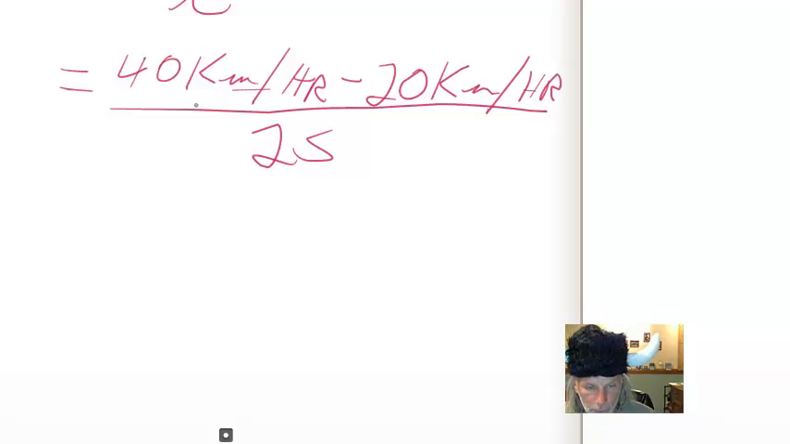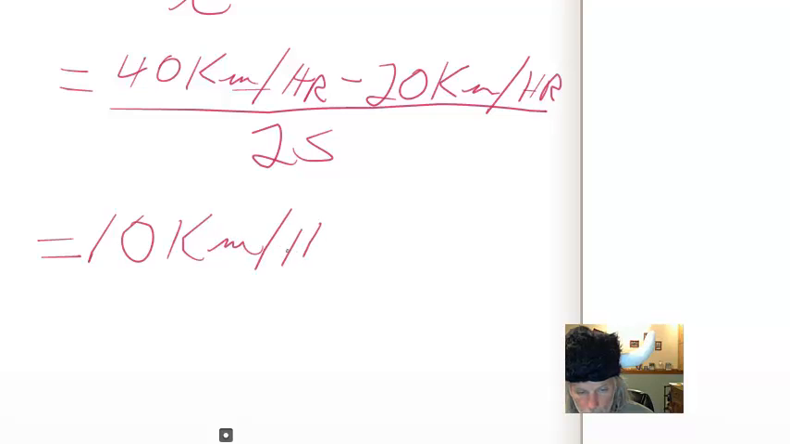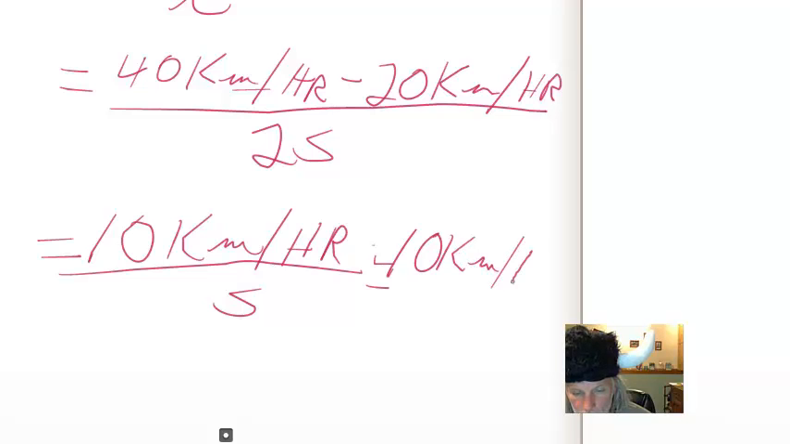If we do the math, 40 minus 20 is 20, divided by 2 will be 10. So it's going to be 10 kilometers per hour per second. And what this is really saying is every second we went 10 kilometers per hour faster. Quite often you'll just see it written as 10 kilometers per hour per second. And that's an acceleration: for every second you're going 10 kilometers per hour faster.